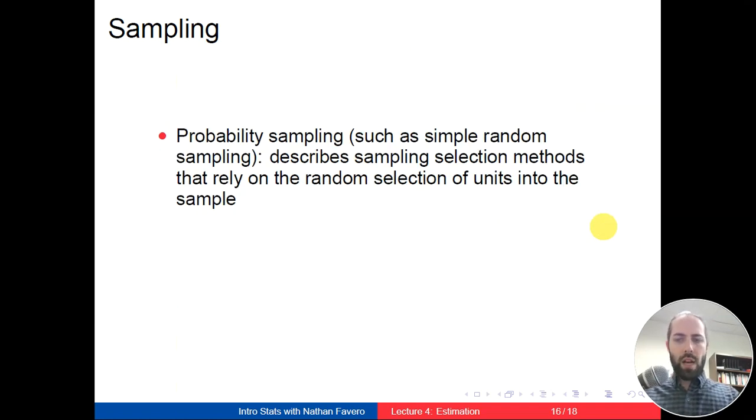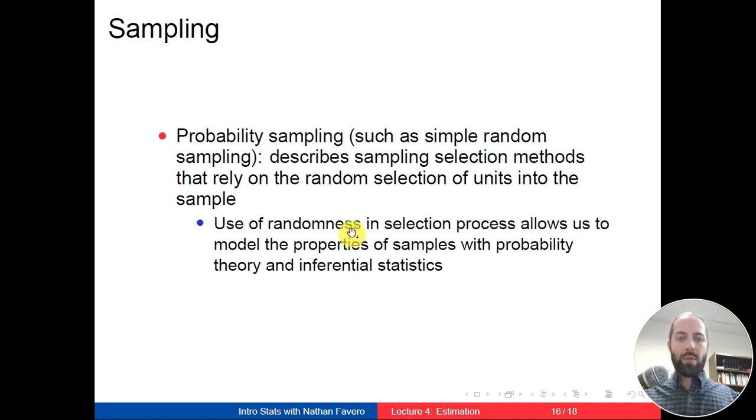All right. So let's talk about different kinds of samples, different ways you can create a sample. The classical type of sample is what we call a probability sample, the simplest version of which is just a simple random sample. And this describes a sample selection method, meaning how you decide who to put in your sample from the population. That sampling method relies on random selection of people into the sample.